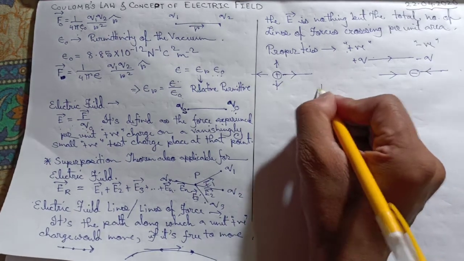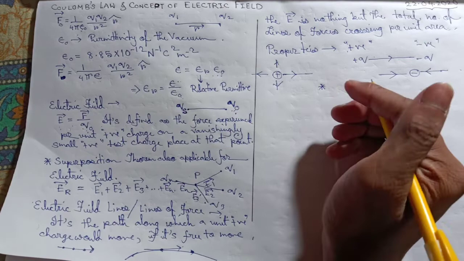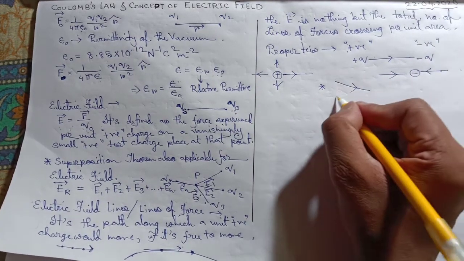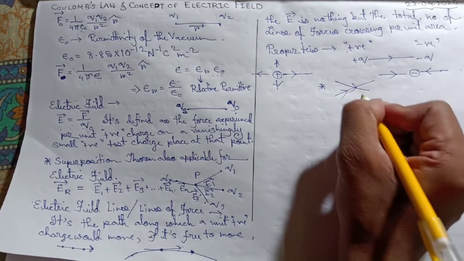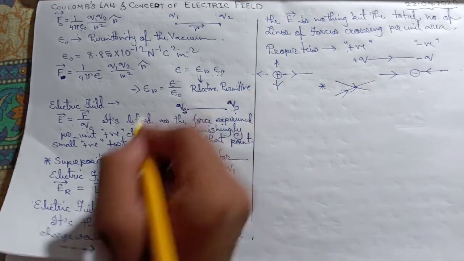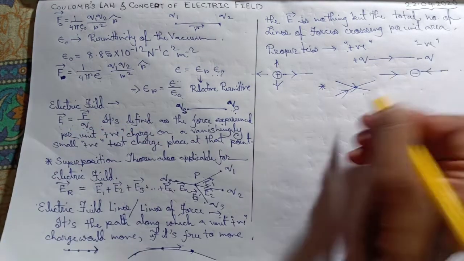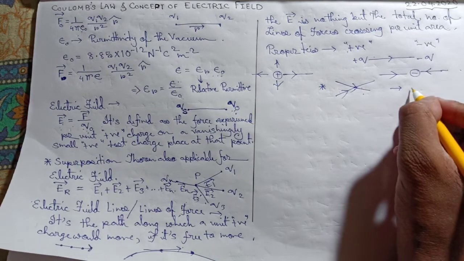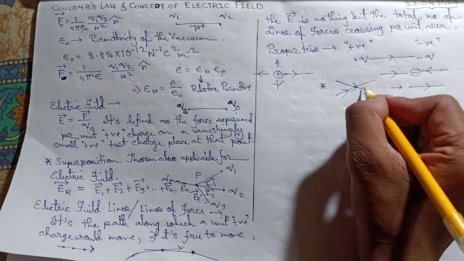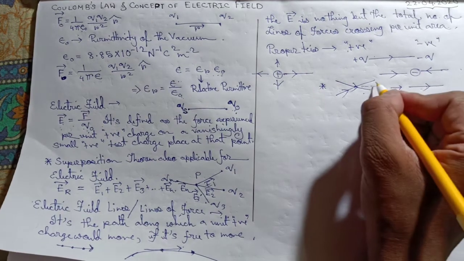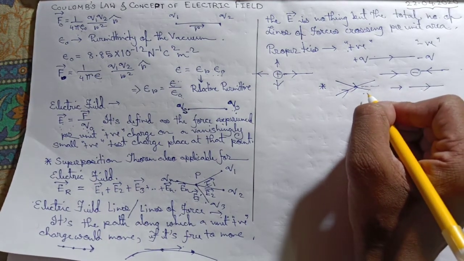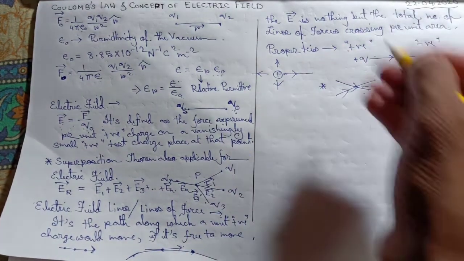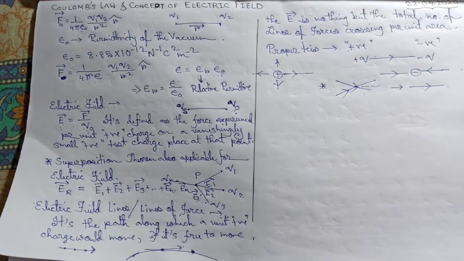One more important property is that electric field lines never intersect each other. Suppose that is one electric field line and that is another. If they intersect, we know electric field is a vector quantity, so they would make a resultant electric field here. Two directions of electric field at one point is not possible. So from two you are getting one. It is a contradiction.